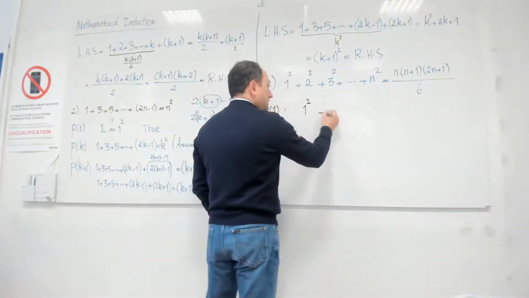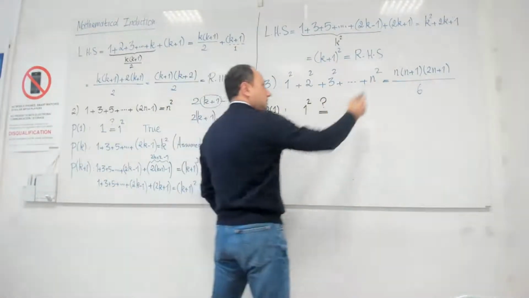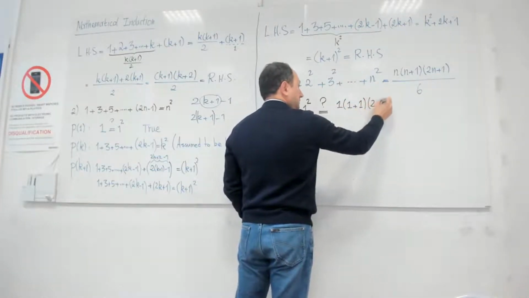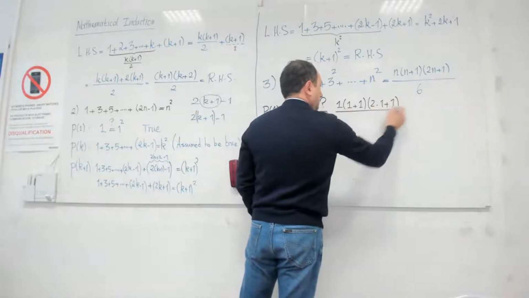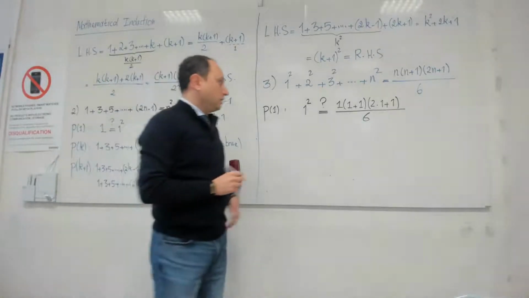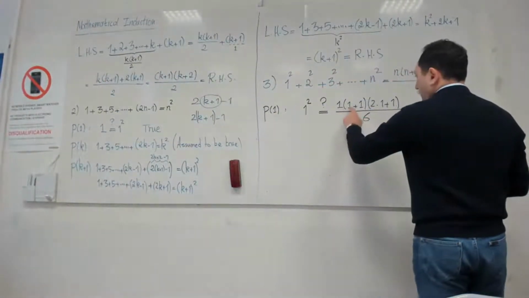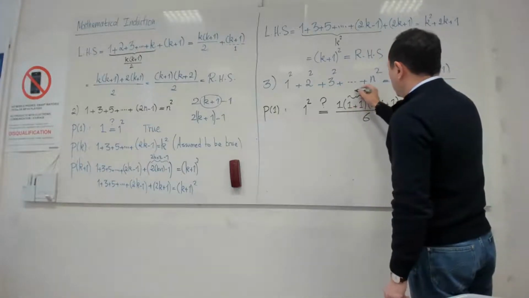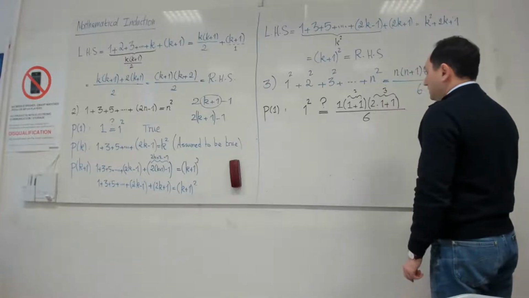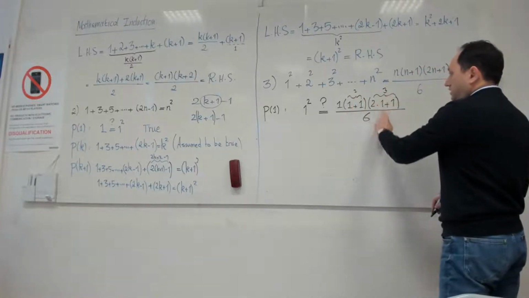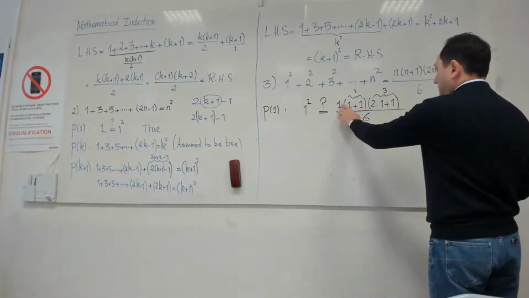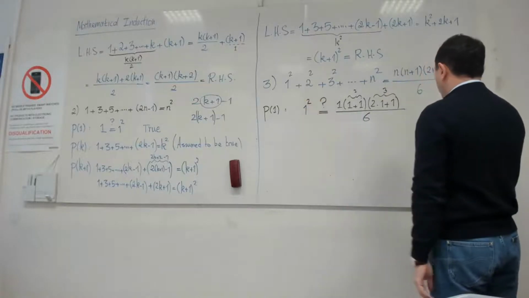On the right-hand side, you need to put a question mark. Instead of n, I put 1. And you need to check if this is true or false. Checking this is very, very simple. So 1 plus 1 is 2. 2 times 1 plus 1 is 3. Yes? 1 times 2 times 3 is 6, divided by 6 is 1. On the left-hand side, 1 to power 2 is 1, so that is true.